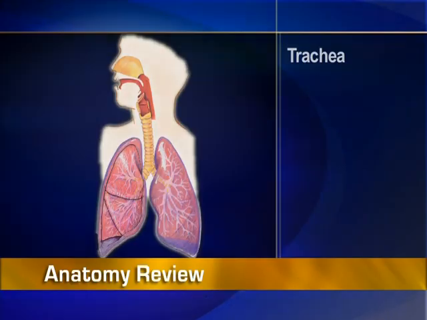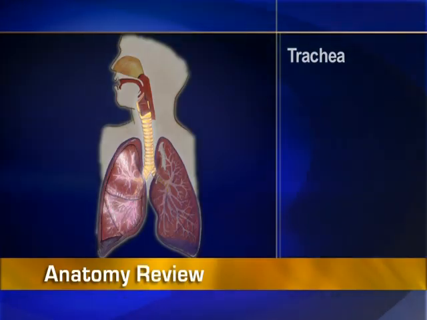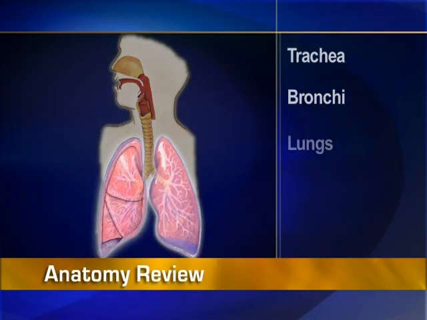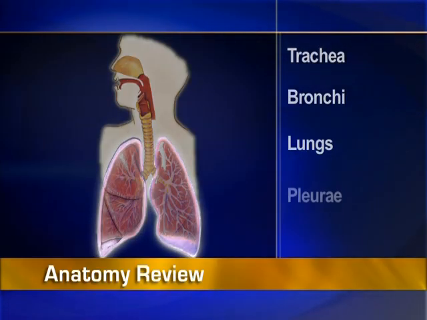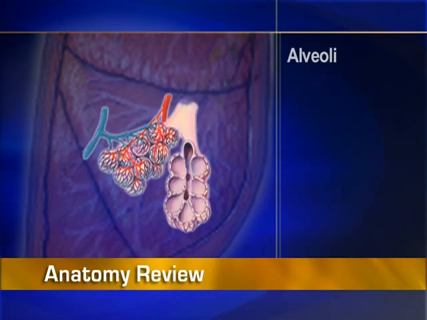Within the thorax, the trachea extends from the cricoid cartilage to the sternal angle, where it bifurcates into the right and left main bronchi. The bronchi lead to the lungs, which are surrounded by the parietal and visceral pleura, and contain millions of alveoli that cluster like grapes around each alveolar duct.